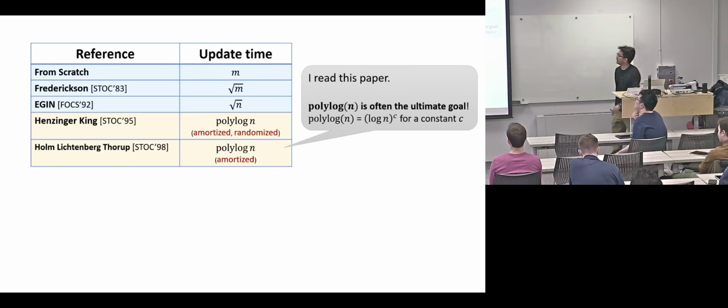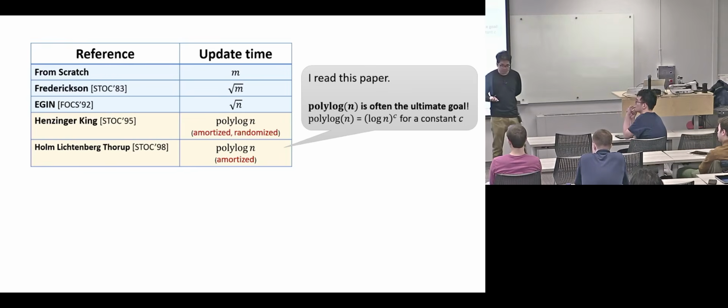But what is in this Holm et al. paper? What they show is how to get an update time that is polylog n. So way better than root n, right? Polylog is just much better than square root. But what they show is something that I call amortized update time. So I want to tell you what it is.